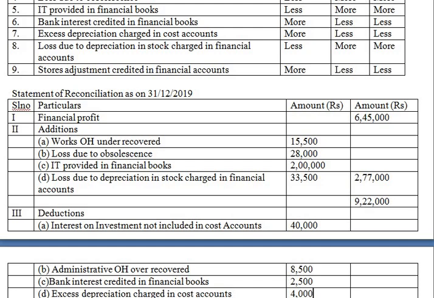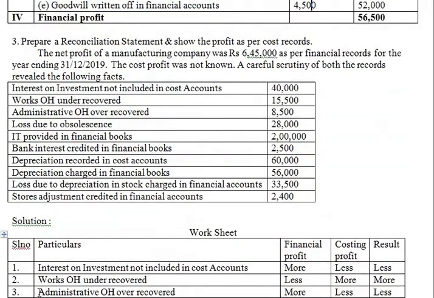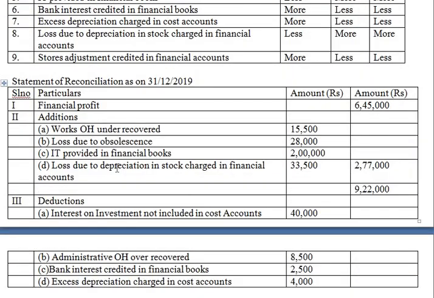So how have we got 4,000? If you go through the problem, you will get it. Depreciation recorded in cost accounts is 60,000 and depreciation charged in financial books is 56,000. So the difference of these two is 4,000. If you want, you can mention it in brackets as well. Here you can write 60,000 minus 56,000, and the difference is 4,000.